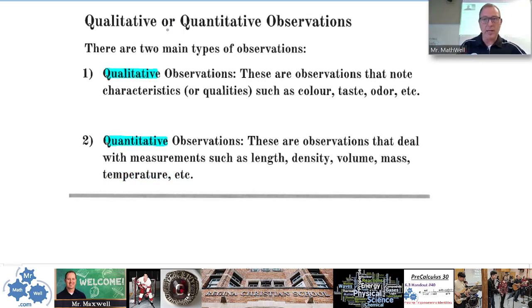Other blanks here that I need to highlight. Let's see. Characteristics, you should fill in your blank there. And measurements, thank you. Okay, so qualitative qualities, quantitative measurements, or quantity.